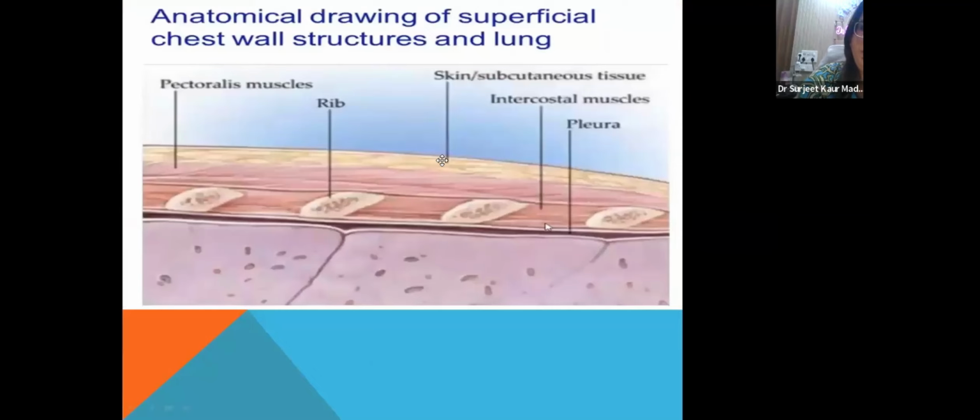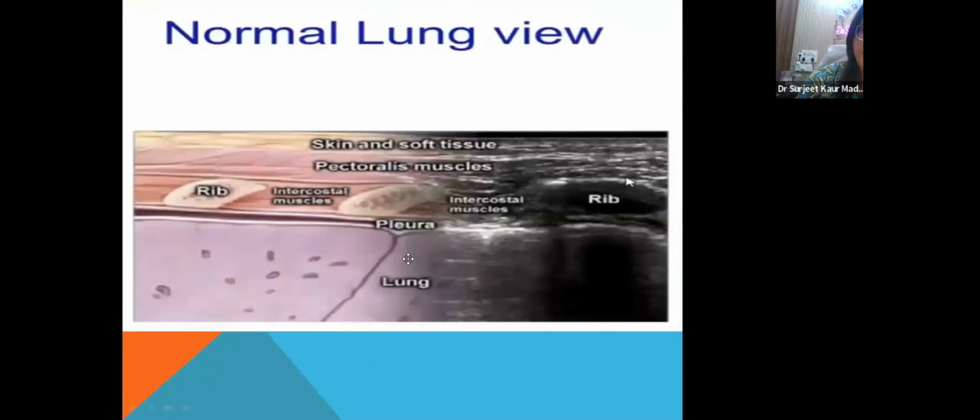The anatomy of our lungs is like this: this is the skin, subcutaneous tissue, and then we have muscles. These are the ribs, and we have the pectoralis muscle and intercostal muscle. This is the pleural line, visceral and parietal pleura, and this is our lung parenchyma. This is how it looks in lung ultrasound in 2D view. This is skin, subcutaneous tissue, pectoralis muscle. This black anechoic structure is a rib. In between two rib images, you will get the intercostal spaces. And this is the lung parenchyma.